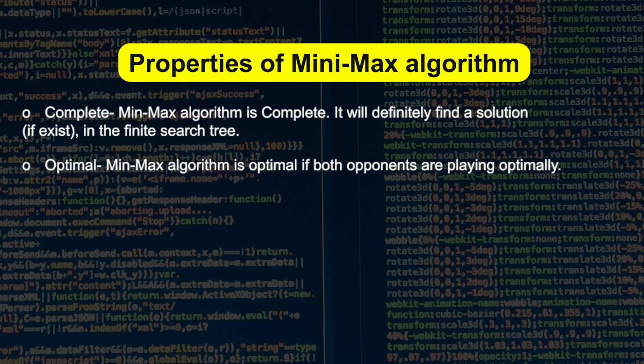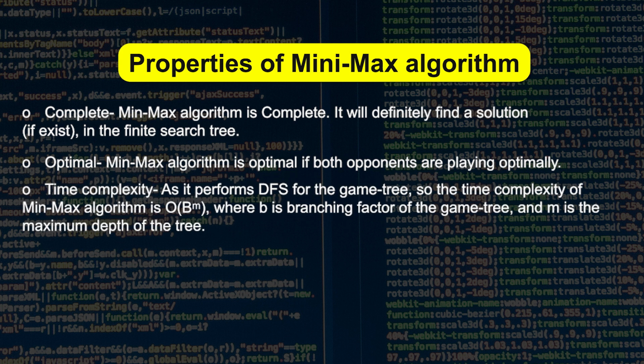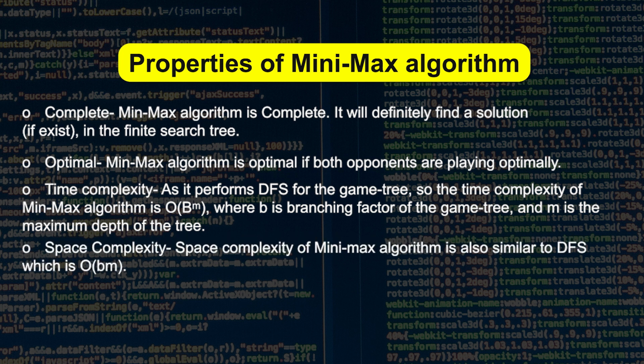Optimal. Minmax algorithm is optimal if both opponents are playing optimally. Time complexity. As it performs DFS for the game tree, the time complexity of Minmax algorithm is order of b to the power m, where b is the branching factor of the game tree and m is the maximum depth of the tree. Space complexity. Space complexity of Minmax algorithm is also similar to DFS, which is order of bm.